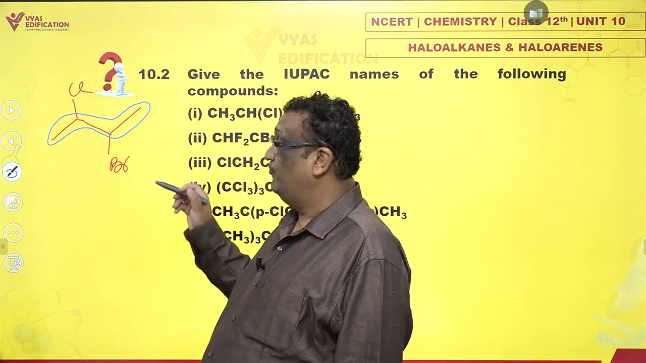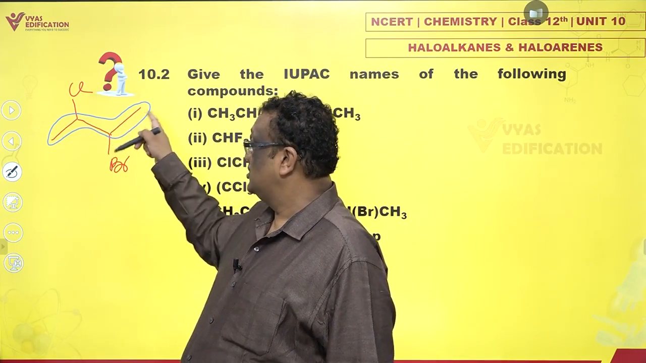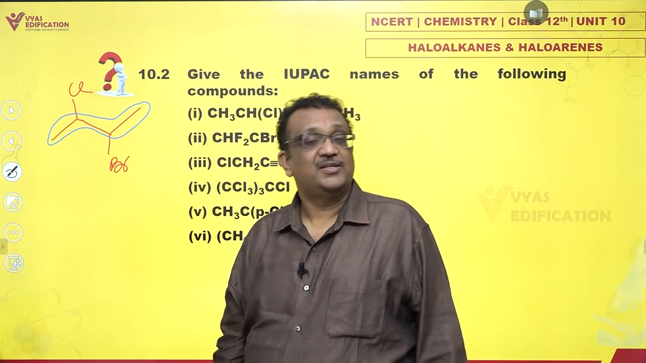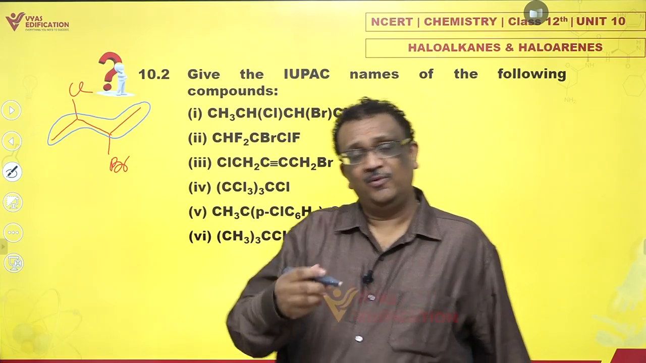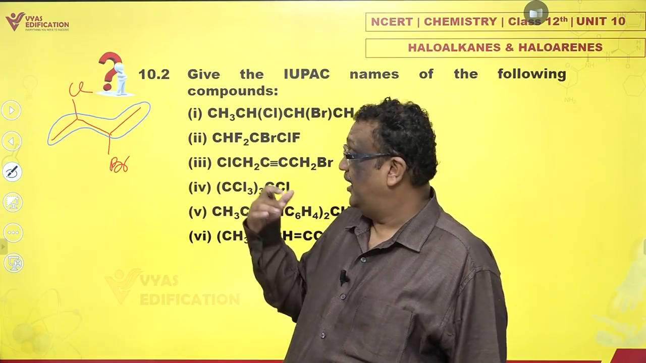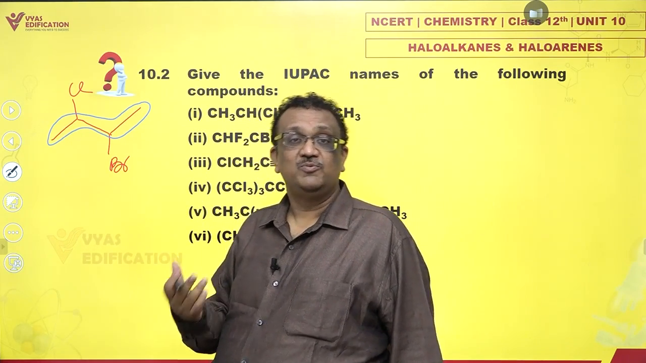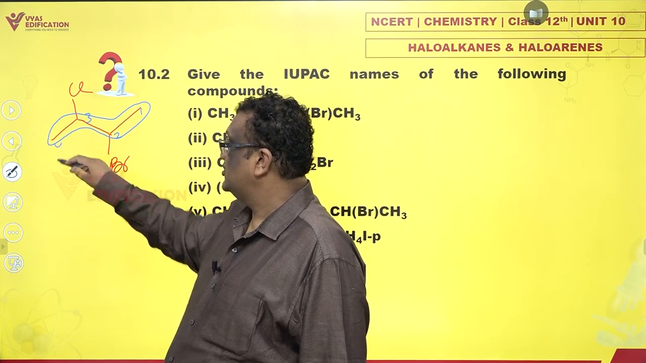Numbering has to begin from whichever side gives you first substitution. This is 1, 2, this is 1, 2. From both the sides we get substitutions on the second carbon. Then that rule is useless. Now we come to the next rule, which is alphabetical. Alphabetically, bromo comes before chloro. So 1, 2, 3, 4. This is how we will number.